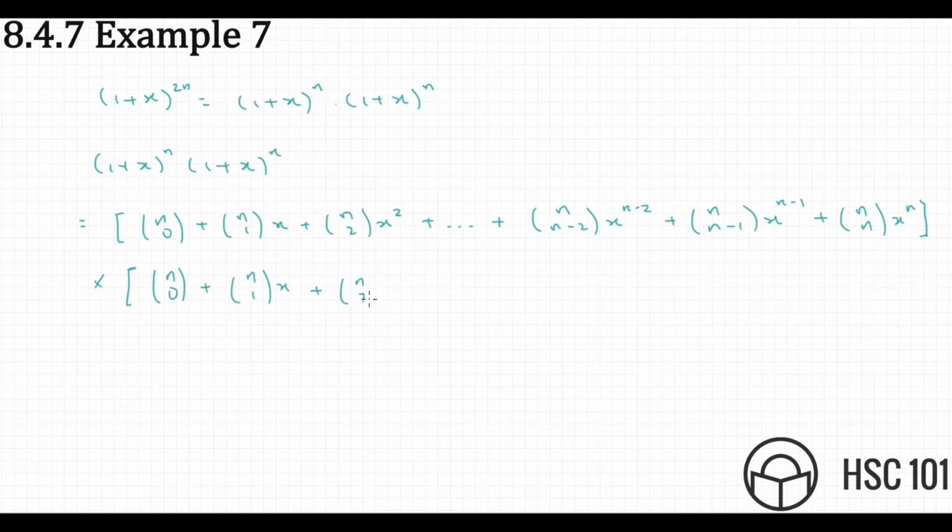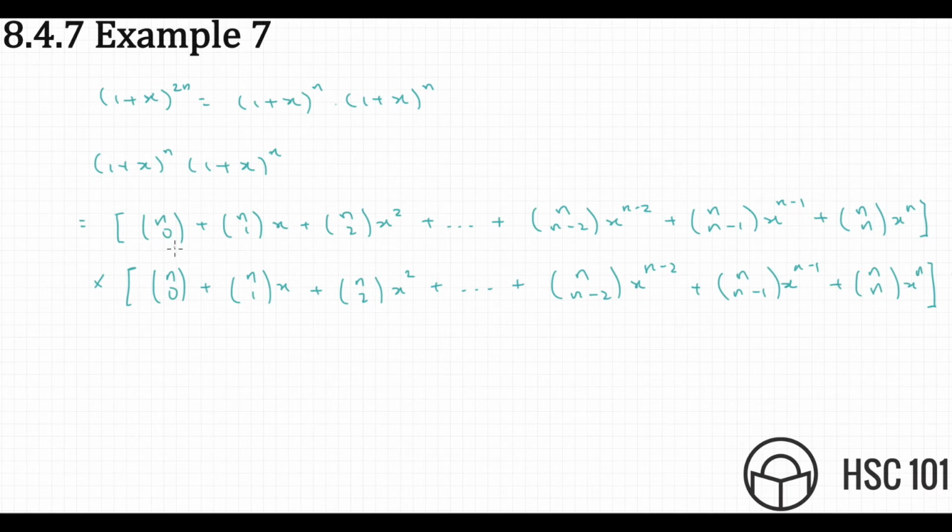x plus nC2 x squared plus ... nC(n-2) x to the power of n-2, nC(n-1) x to the power of n-1 plus nCn x to the power of n. Okay, so this makes it a little bit more difficult if you are trying to hunt for a pattern here, because remember the expression which we want to show is nC0 squared plus nC1 squared plus nC2 squared plus ... all the way to nCn squared.